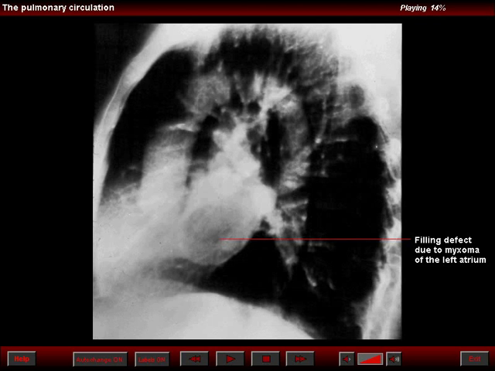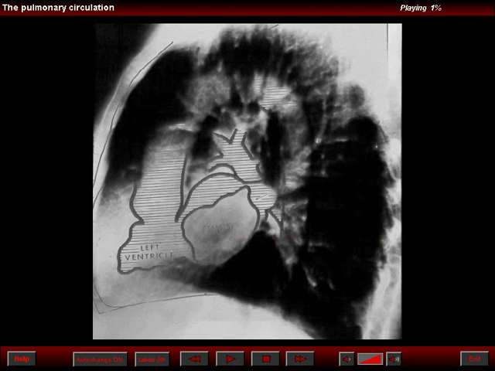This is a levoangiocardiogram lateral projection showing the large filling defect of the same patient we have previously shown. This is the diagram of the previous angio, and shows the anatomical position of the filling defect.